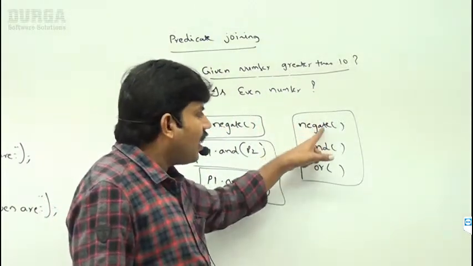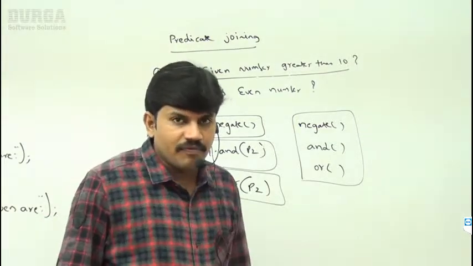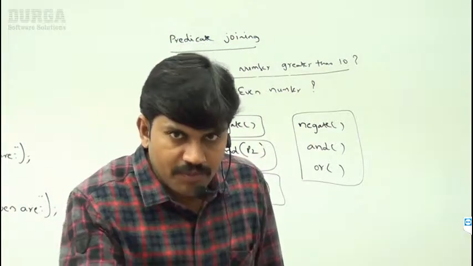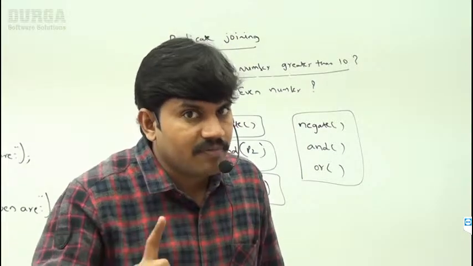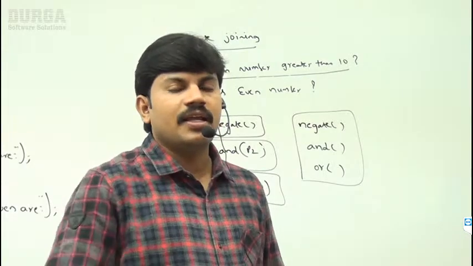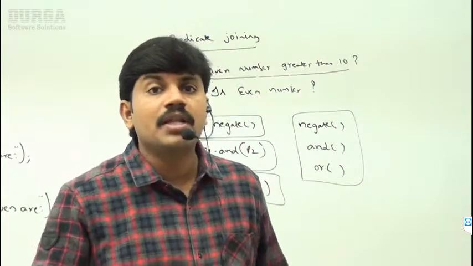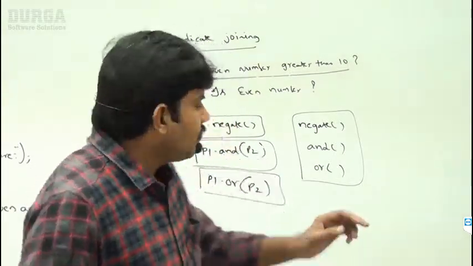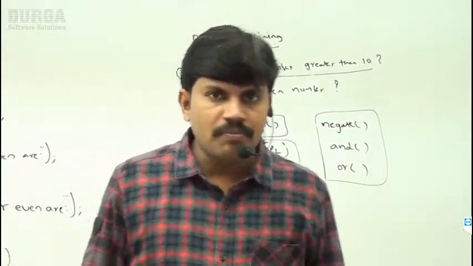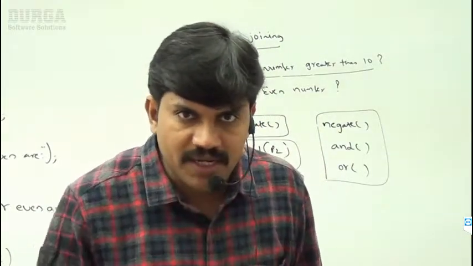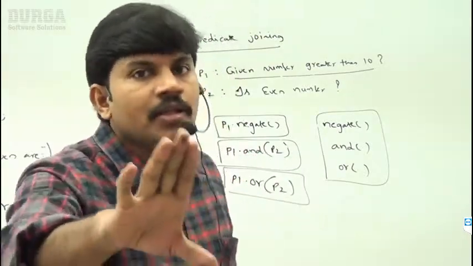These three methods are defined as default methods inside Predicate. Remember this, sir. Can a functional interface contain any number of default methods? Yes, but it should contain exactly one abstract method. Our Predicate contains only one abstract method, which is test. But Predicate contains multiple default methods, namely negate, and, or. So it is possible to combine multiple predicates into a single predicate based on some condition.